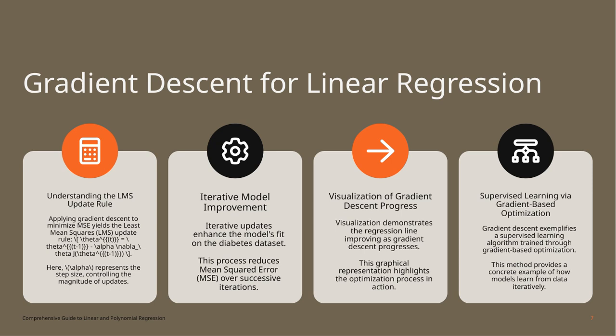This graphical view really highlights how the optimization is happening step by step, with the line moving towards the best fit. This entire process exemplifies supervised learning, where our model learns from labeled data, using a gradient-based optimization method. It's a straightforward yet powerful way to see how models improve through iterative updates. Finally, focusing on linear regression, gradient descent provides a clear, iterative method to refine our model parameters until we reach an optimal solution that best fits our data.